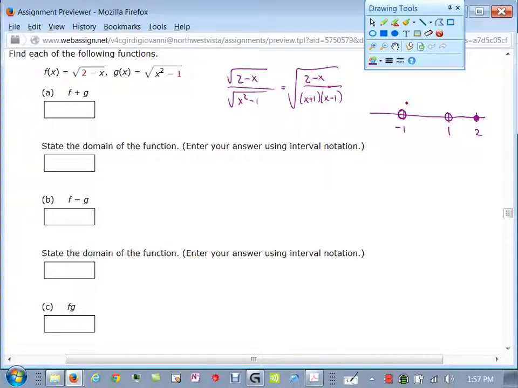And then what you could do is, like before, you could do test points and check these out, and you should get the same results you had earlier. You should have yes, no, yes, and no. So you should get negative infinity this time to negative 1. Do not include negative 1. Union with everything between 1 and 2. Include 1. I mean, don't include 1, but include 2. So slight difference between those two domains on parts C and D.